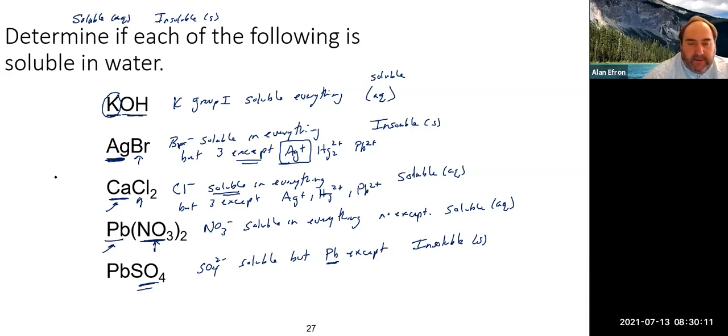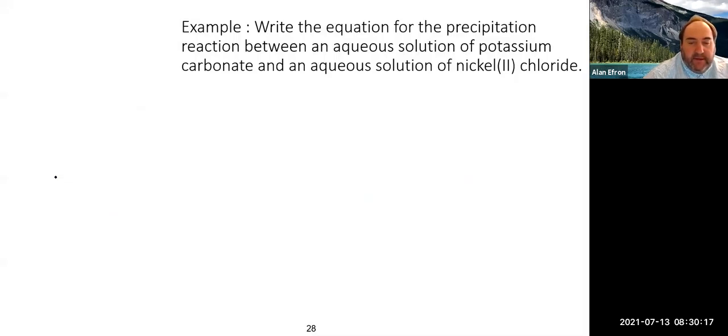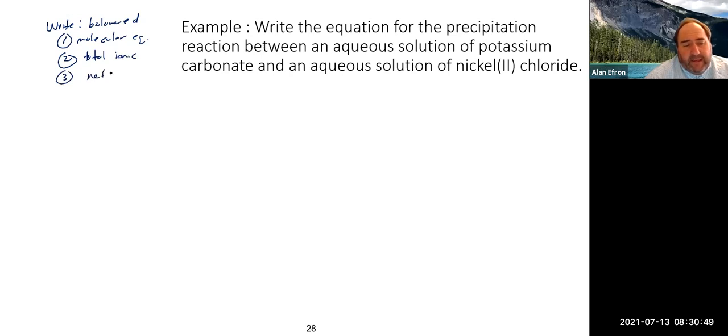Okay. So let's apply some of this to our double displacement reactions, precipitation reactions. Why don't you take a minute or two and do this one? For this particular one, we want to write our 3 reactions. So let's write the balanced molecular equation, the balanced total ionic equation, and the balanced net ionic equation.